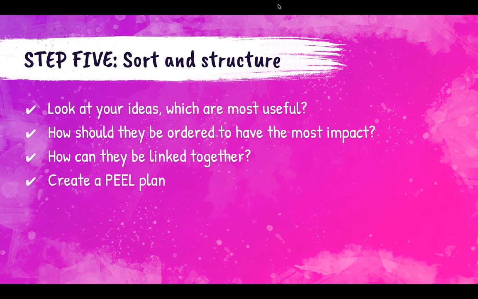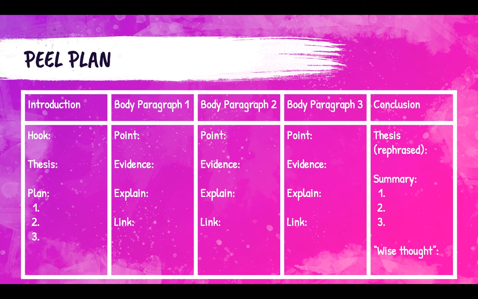So, when you are sorting and structuring, you look at your ideas. Which are the most useful? How should they be ordered to have the most impact? How can they be linked together? And what you do is you create a PEEL plan. PEEL stands for point, evidence, explain, link. So each paragraph needs to start off with a topic sentence, a sentence that explains the point of that paragraph. Then you give evidence that backs up your point, you explain that evidence, and you link it to the next point. And your PEEL plan should, of course, include your introduction and your conclusion.